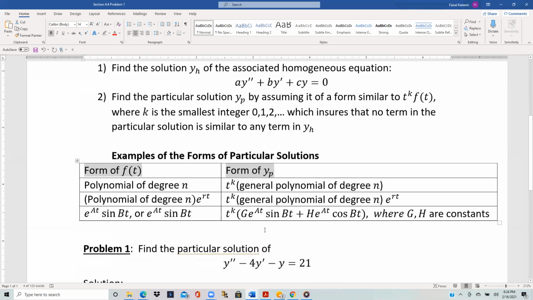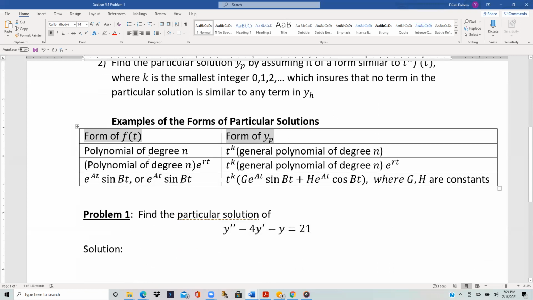Okay, so here are some examples of particular solutions. So particular solution form depends on the f of t, which is the right-hand side. So if the right-hand side is a polynomial of degree n, then usually the particular solution will also be a general polynomial of degree n. But again, as I discussed above, it may need to be multiplied by some power of t so as to make sure that all the particular solution terms are different from the solution of the associated homogeneous equation.